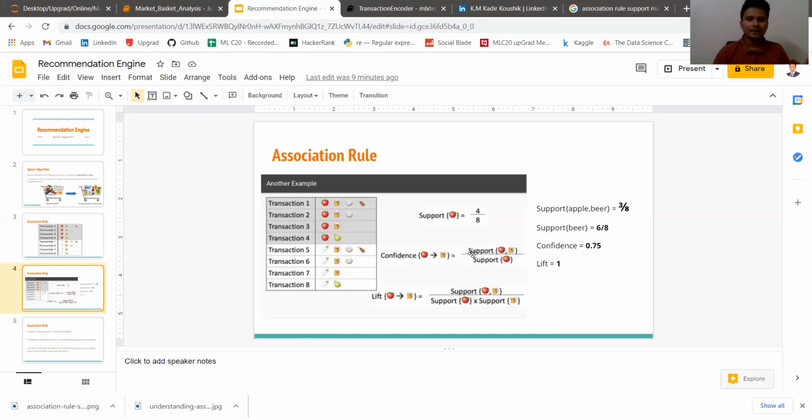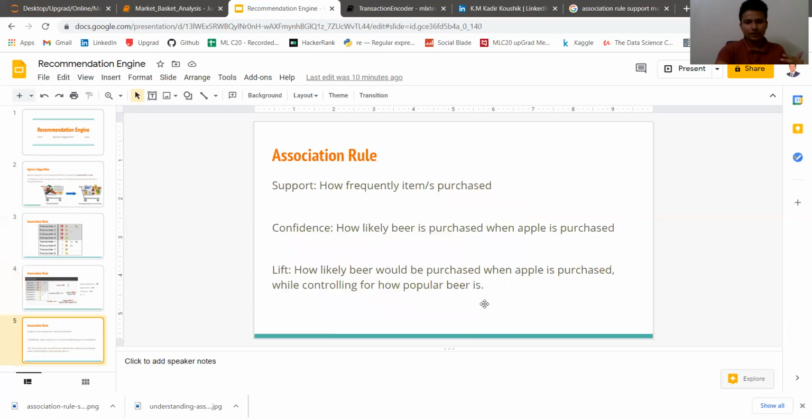To understand that, this is the calculation. We first find the support of apple and beer, then divide by the support of apple and the support of beer. The definition is here. I've written how likely. So what do you understand by lift? How likely beer would be purchased when apple is purchased, while controlling for how popular beer is.